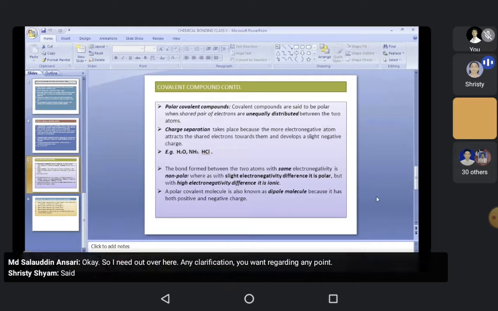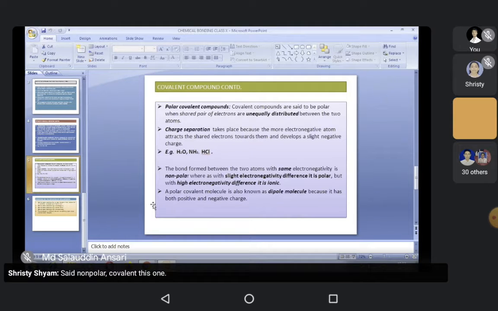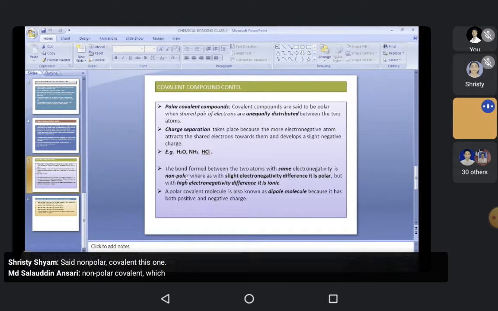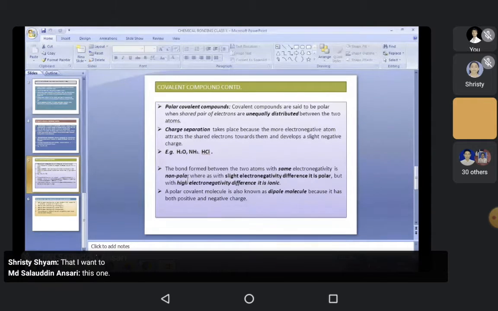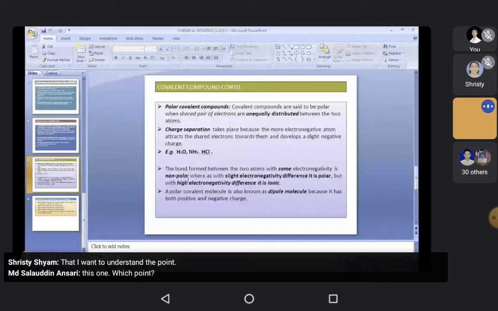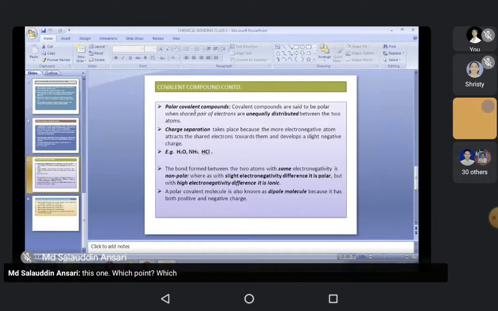Sir, non-polar covalent is one. Which number? Sir, I want to understand the point. Which point? Which one? Tell me. One, two, three, four. Point four or point six.